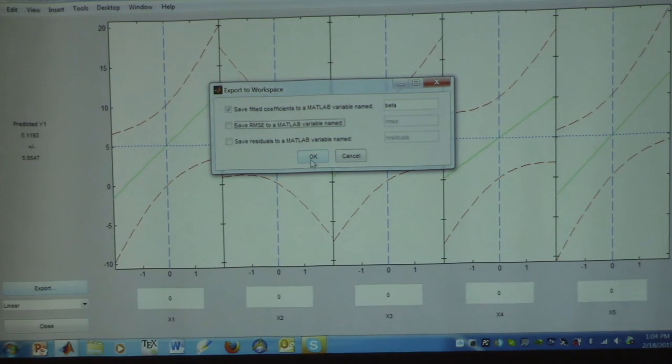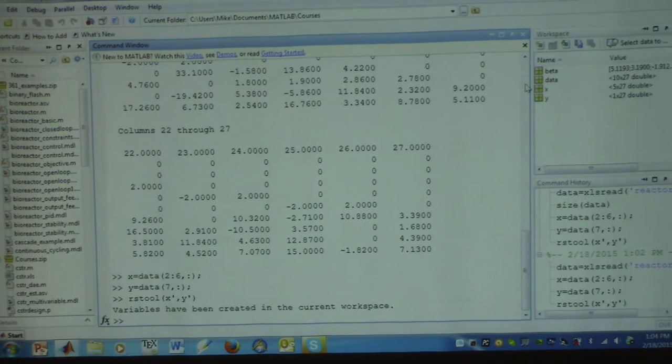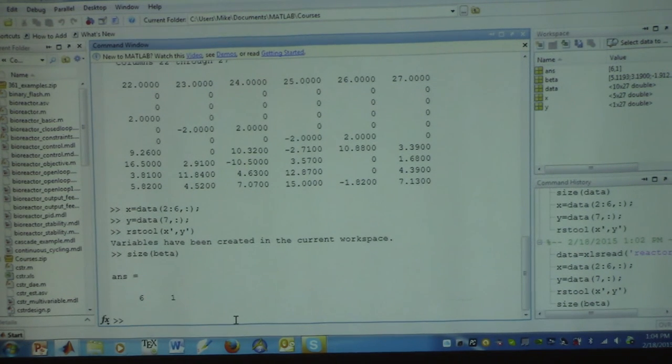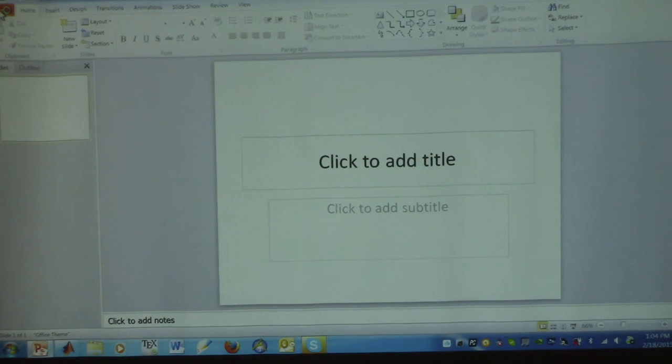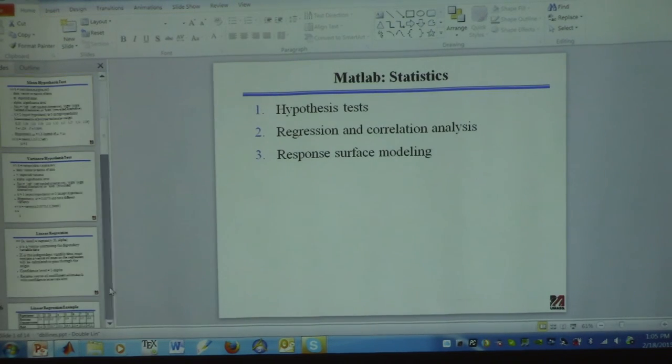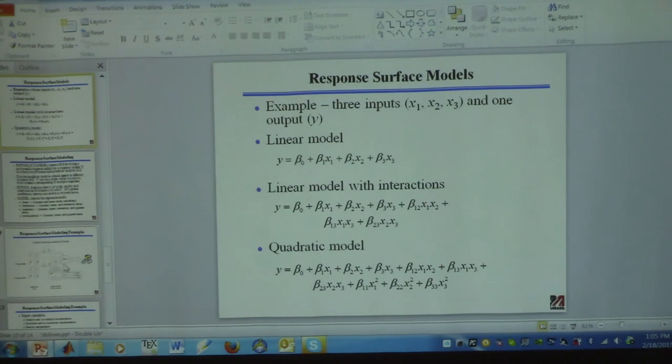Okay. And so when we go into the workspace now, we'll see there's now something called beta up there. First of all, we're obsessed with the size of any vector or matrix, so we always do this to see what we're up against. Okay, there's six of them. So why six? Because if you go back to this regression model that I put up there, it looks like the first one, except there's five inputs, right? So there's also an x3 and x4, so there's beta 0, beta 1, and so on: six betas. If you have two more inputs, there'll be two more betas. That's why this vector has six values, because there's a constant term and then five linear terms involving all the five inputs.